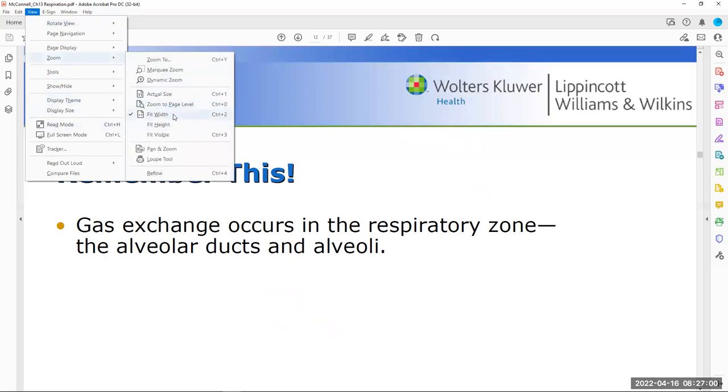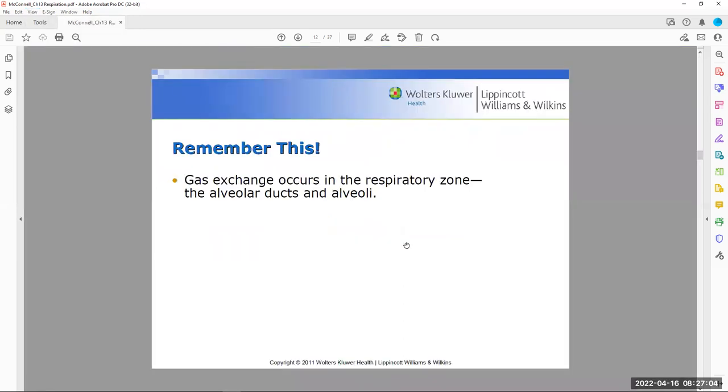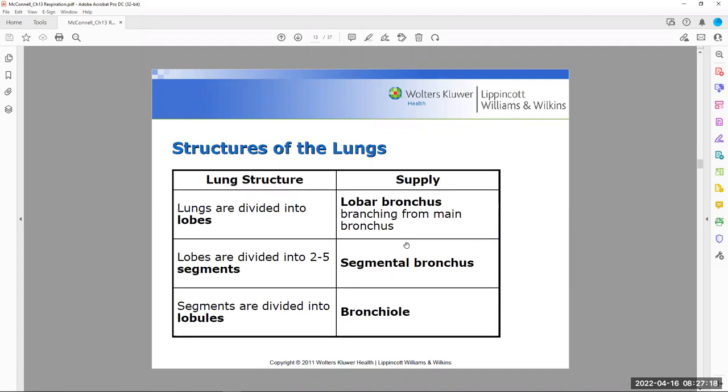So gaseous exchange occurs in the respiratory zone, which is of course the ducts and the alveoli. The alveoli are these bunches, and everywhere is the region that is crisscrossed by these capillaries. This just speaks about the lung structure.